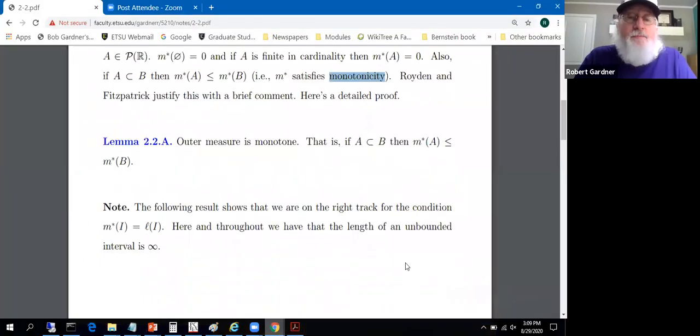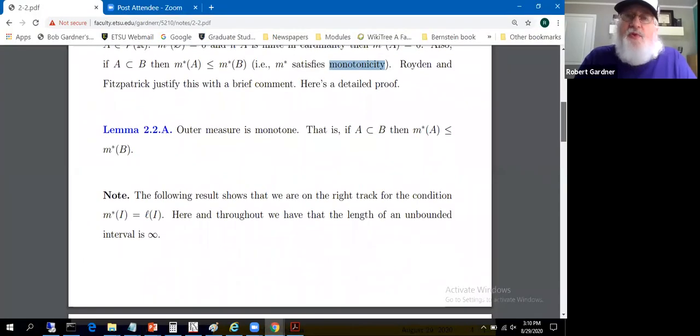Back to the notes. Okay, so useful: we know outer measure is monotone. Monotonicity is a useful property of measures. Royden and Fitzpatrick use monotonicity a lot, but they didn't call particular attention to this. That's why I inserted this as an extra little lemma. We'll use monotonicity a fair amount in what we do.